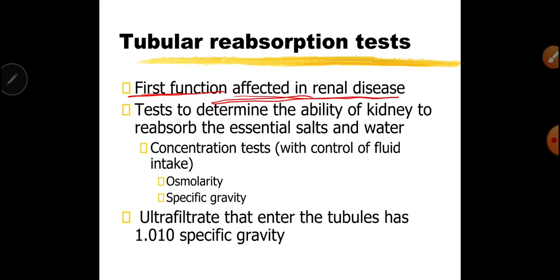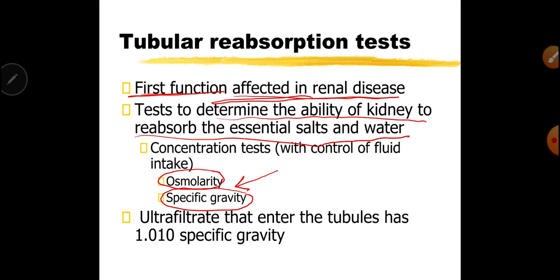This test usually determines the ability of the kidney to reabsorb the essential salts and water. So it will measure the ability of the kidney to concentrate urine. If the patient has a normal concentration ability for urine, the tubular reabsorption will be normal. If the ability of the kidney to concentrate urine is lower, this will result in abnormal results for tubular reabsorption. To do so, we have some laboratory tests to evaluate the tubular reabsorption. The first one is called osmolality, and the second one is specific gravity.